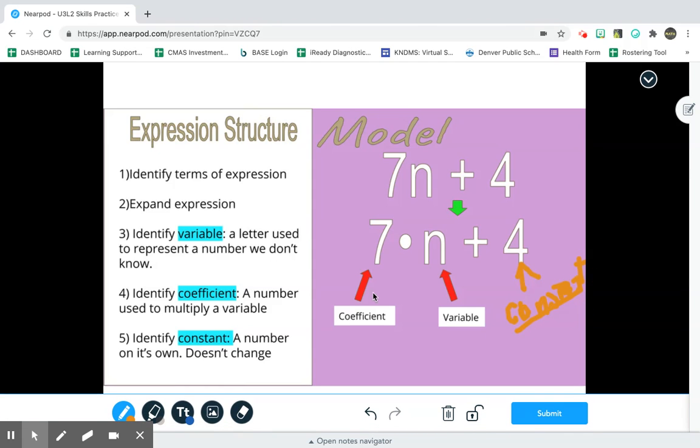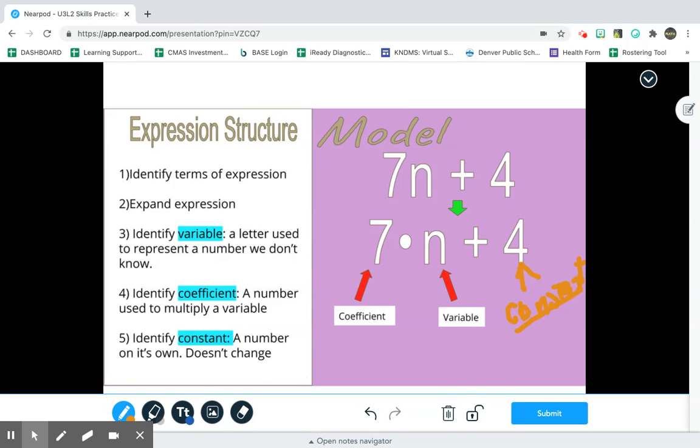So notice I have identified each part of this expression. I identified the n here as my variable, the number that can change. I identified the 7 as the number that's being multiplied to my variable. So 7 times n, that's why this is my coefficient. And I identified the constant, which is 4, the number that's on its own and it's not going to change. This 4 will not change no matter what. This term will change based on what n is. So that's why it's called a variable.